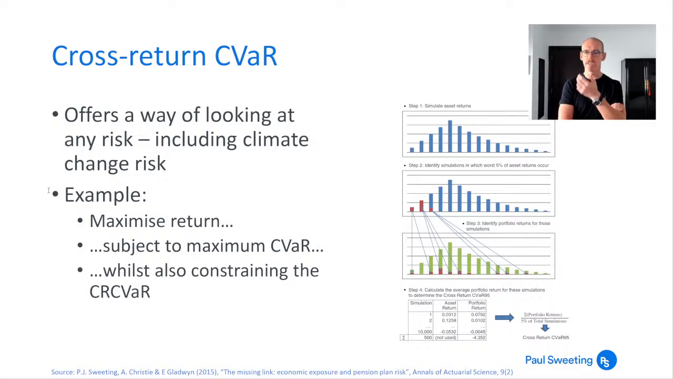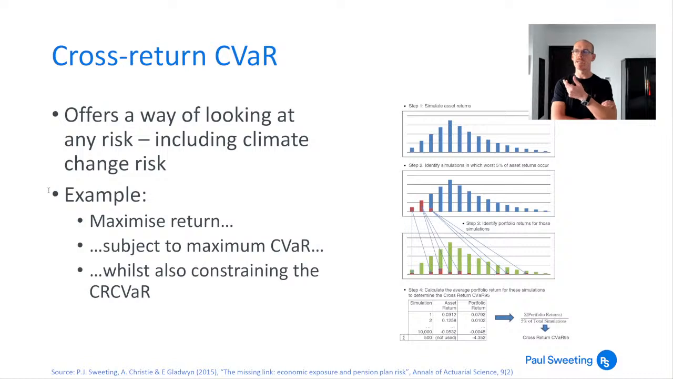Look at this cross-return C-VaR. It's quite similar. What you'd do instead is you'd say, let's look at, say, the worst 10% of climate change outcomes in terms of temperature rises. Now, looking at those 10% worst case scenarios, let's look at what our portfolio would have done in those scenarios. And let's look at the average return of the portfolio for that worst 10% of scenarios.